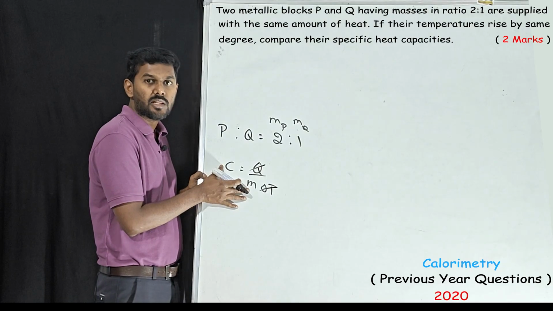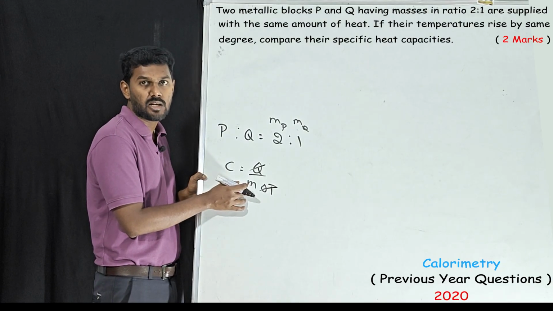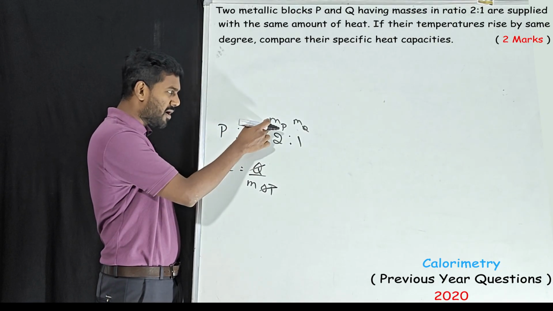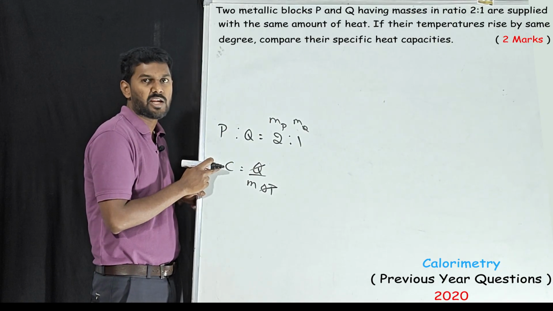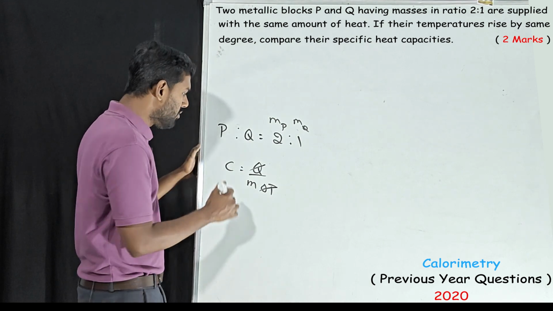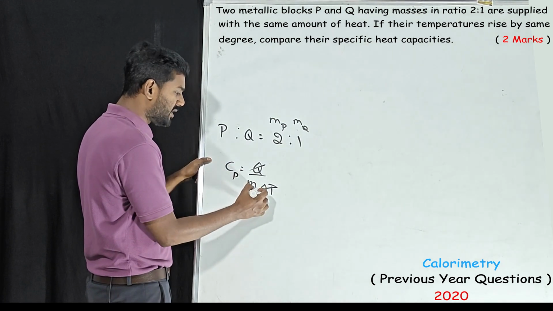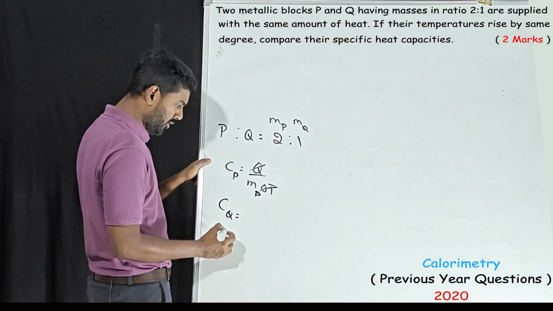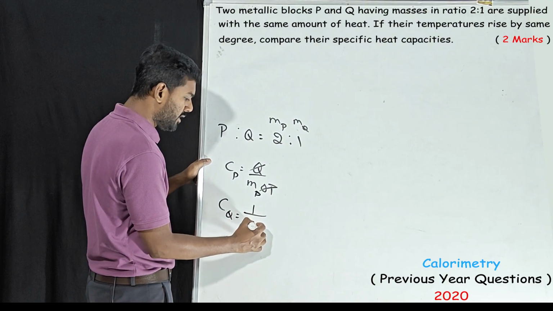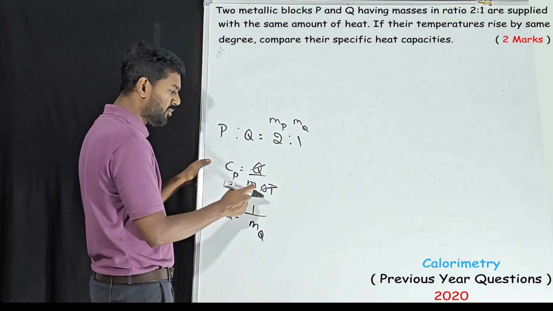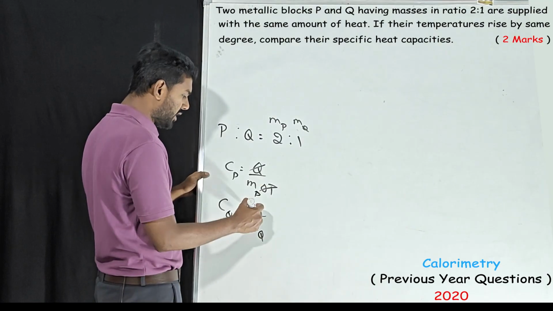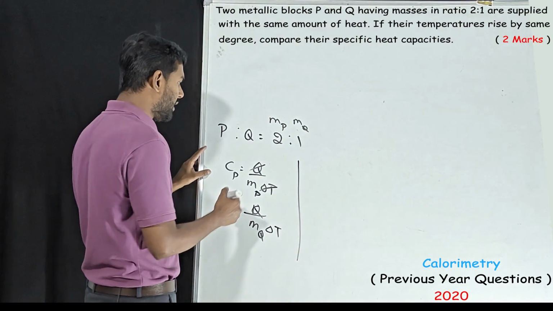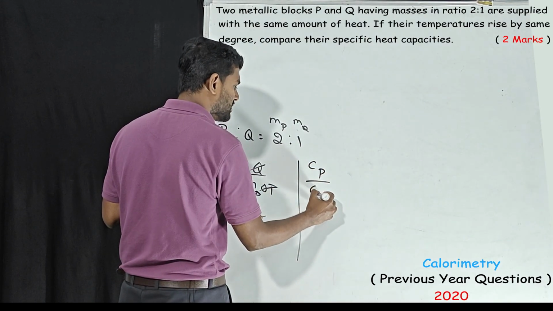How are these two related? These two are inversely proportional. That means the metallic block which has more mass will have less specific heat capacity. This is the concept. Now we go for specific heat capacity of P and specific heat capacity of Q, that is 1 by mq. Why are Q and delta T not written? Because these two will get cancelled, correct? We want to find the ratio of their specific heat capacity. So ratio is nothing but division, right?